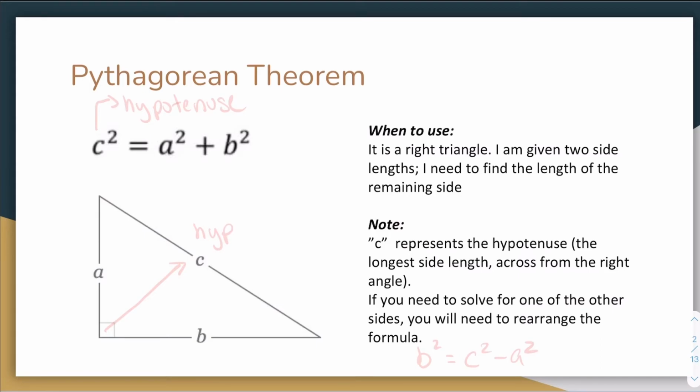It is a right triangle, I am given two side lengths, and I need to find the length of the remaining side. It's important to note that c represents the hypotenuse, which is the longest side length across from the right angle. This is my right angle. My hypotenuse is this side length. In the equation, c represents the hypotenuse.